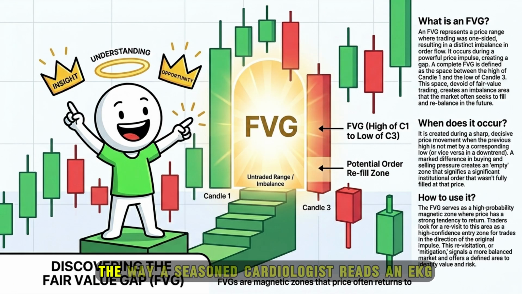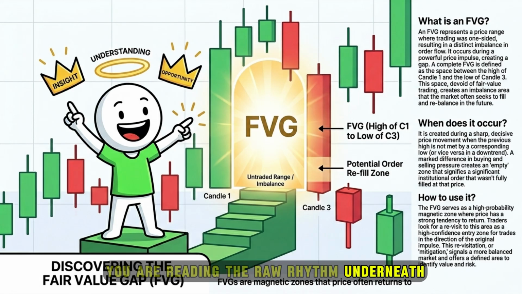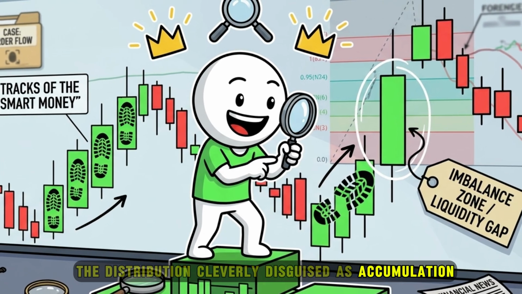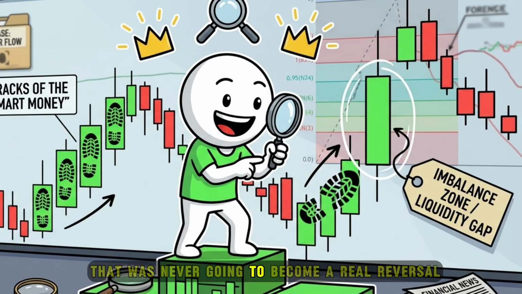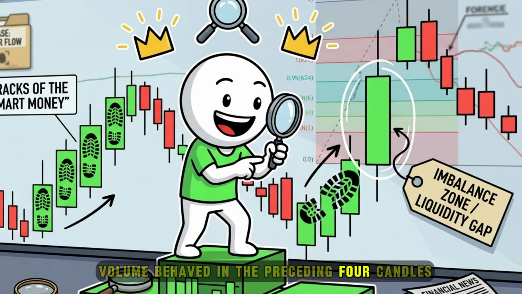Now you're reading the market the way a seasoned cardiologist reads an EKG. You are no longer looking for a basic shape that matches a pattern. You are reading the raw rhythm underneath, the slight hesitation before a massive move, the distribution cleverly disguised as accumulation, the stop hunt that was never going to become a real reversal, which you know now, by the way, volume behaved in the preceding 4 candles.